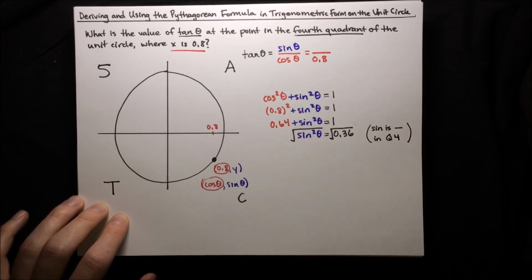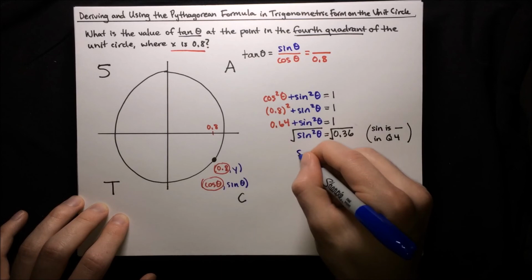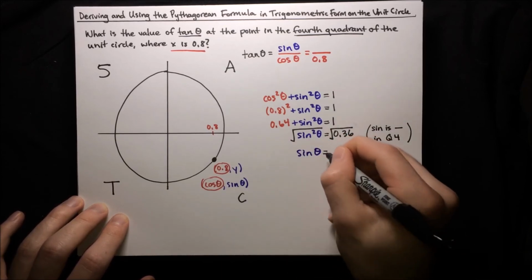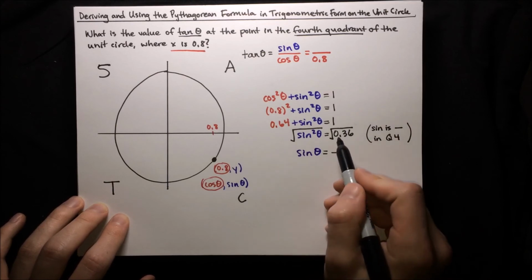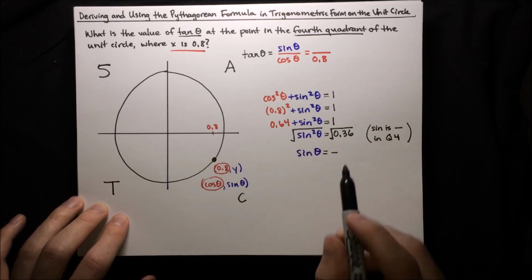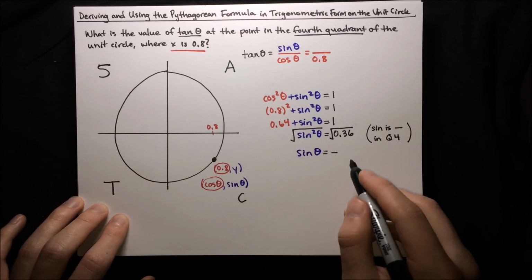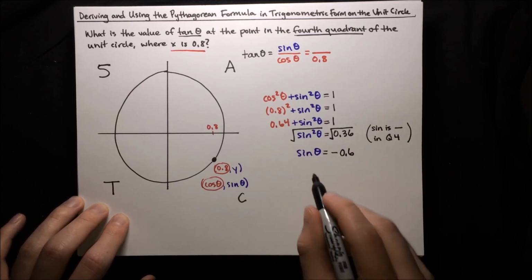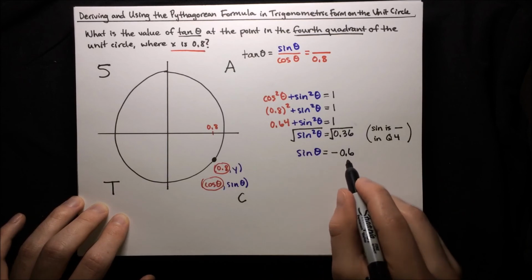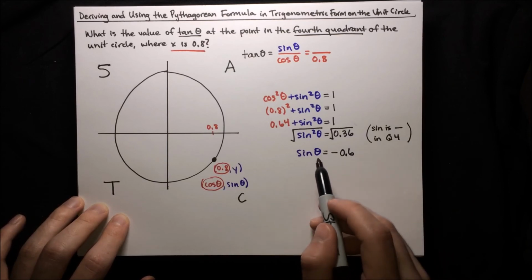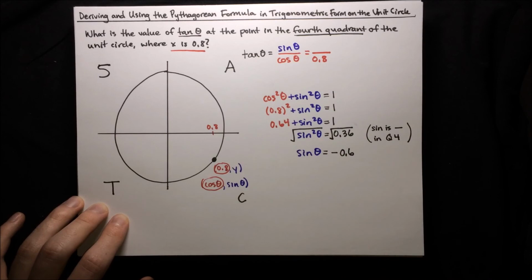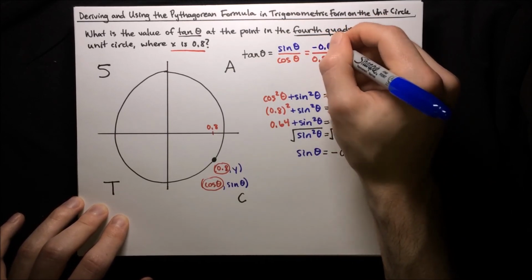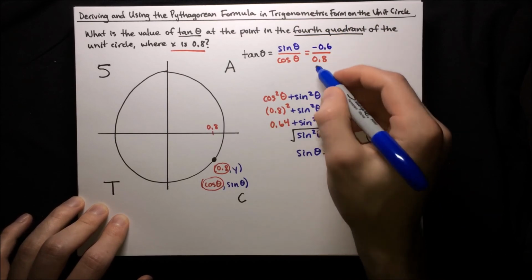Okay, so that means sine theta is the negative root of 0.36. And we can compute that root. That comes out really nice. It's just 0.6. So sine theta is negative 0.6. And we can go ahead and plug that in to our tangent computation up there. Negative 0.6. And we are good to go and compute.